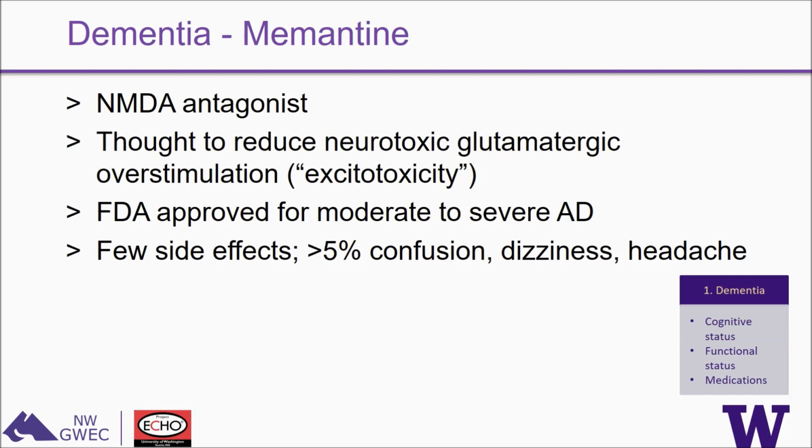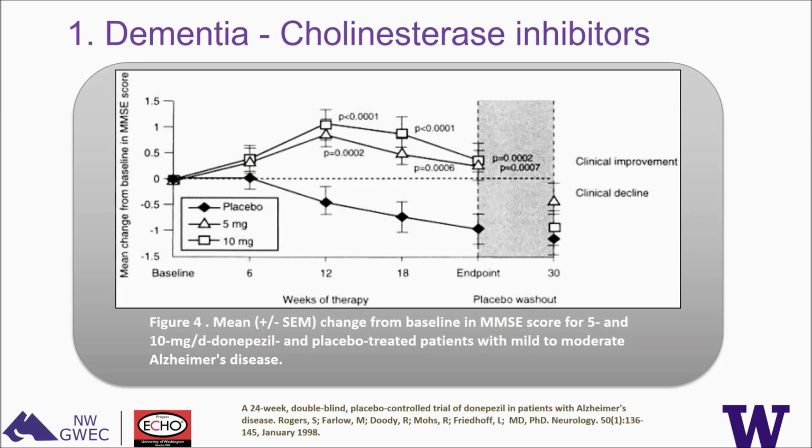It is FDA approved only for moderate to severe Alzheimer's disease. I've seen a lot of people in the community prescribe this for milder stage disease. But technically speaking, there's a bigger bang for your buck when you're prescribing it in a later stage. I found that Memantine is relatively well tolerated with relatively few side effects.